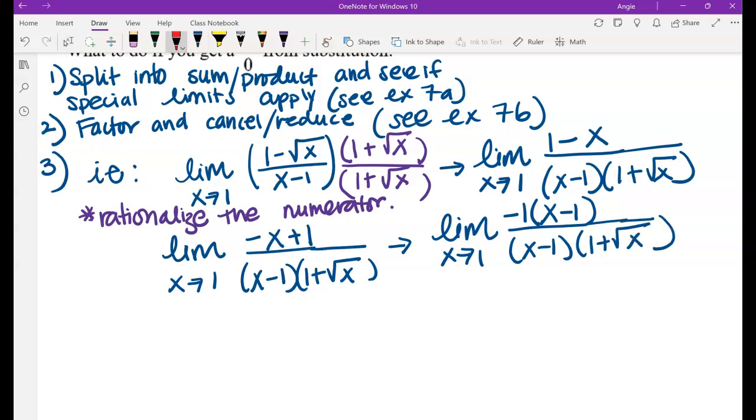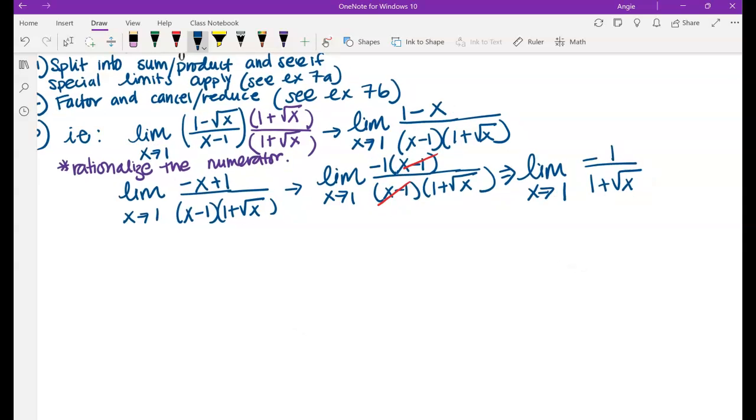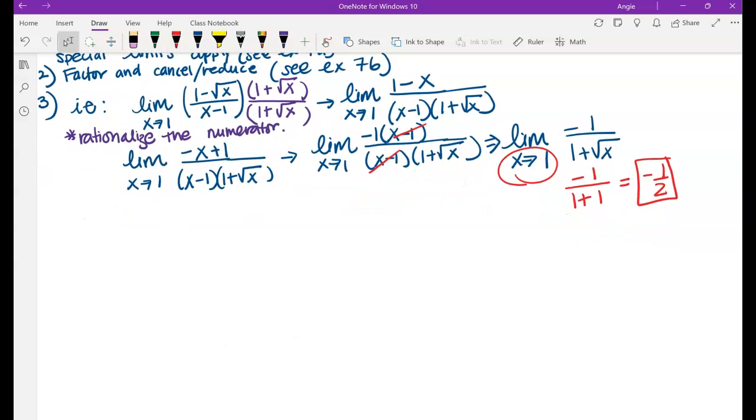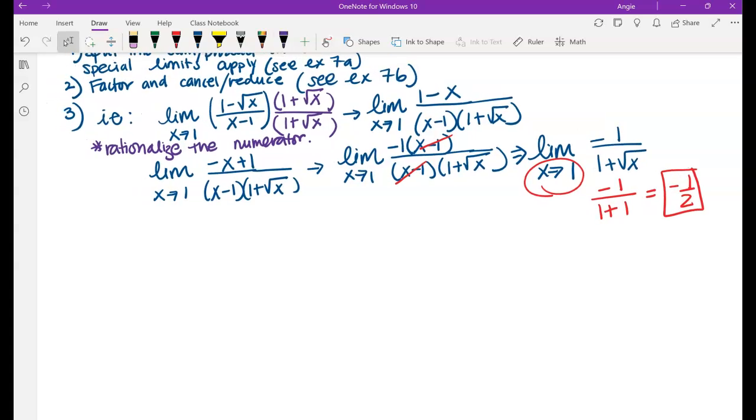This is by design, so that way we can eventually substitute. So again, this is going to be reduce, reduce. That gives us the limit as x approaches 1 of -1 on top over 1 plus square root of x. Now by substitution, we can plug in 1. So when x is 1, it's going to give us negative 1 over 1 plus square root of 1, which is 1, so that's negative 1 over 2. So finally, we can do this after we rationalize the numerator. We no longer rationalize the denominator, we now can rationalize the numerator.